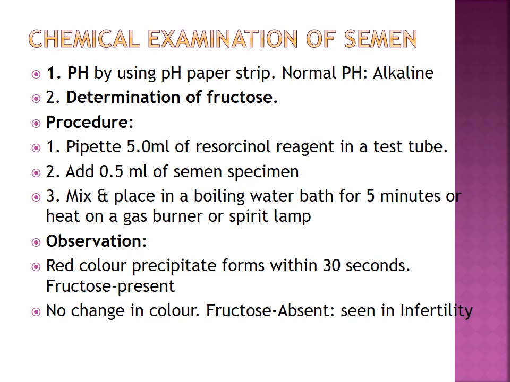Second test is fructose. It is done by taking resorcinol reagent in a test tube, then adding semen and boiling it like Benedict's test, and then waiting for 5 minutes. If a red precipitate forms, then fructose is present, and if there is no change in color, that is light red color, fructose is absent, and usually it is seen in infertility.